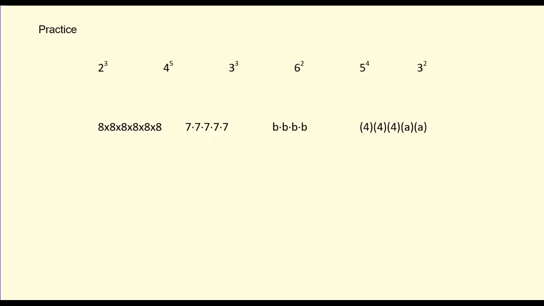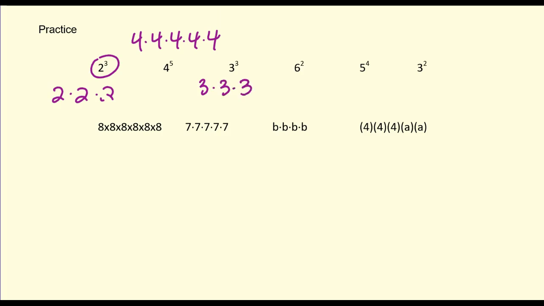So here I have numbers written with exponents. 2 to the 3rd power is probably how you'd say it if you were looking at this. And it means 2 multiplied by itself 3 times. 2 times 2 times 2. Or 4 to the 5th power. 4 times 4 times 4 times 4 times 4. 4 to the 5th power, I have 4 multiplied by itself 5 times. Or 3 to the 3rd power would look like this.